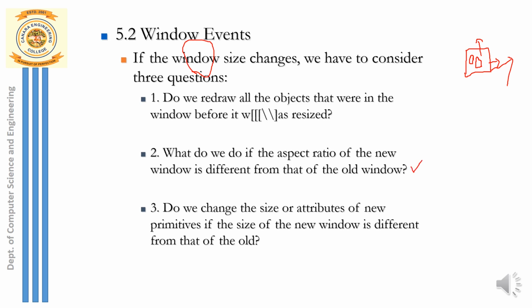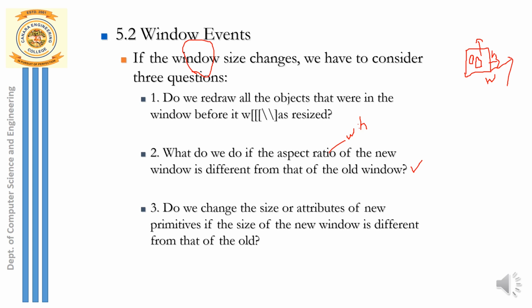Next is, what do we do if the aspect ratio of the new window is different from that of the old window? After dragging in the horizontal direction, the display window width changes. Height remains the same. Why? Because I'm dragging it in the horizontal direction. So the display window width increases. The aspect ratio, which is nothing but the ratio of width and height, changes, correct?